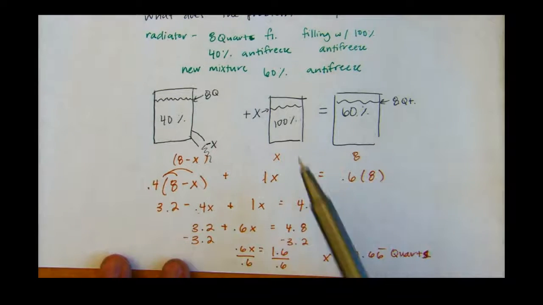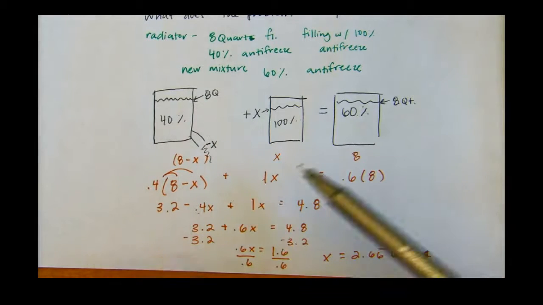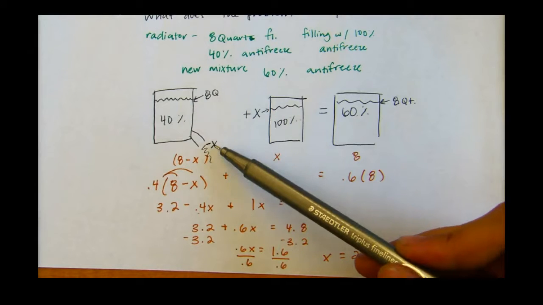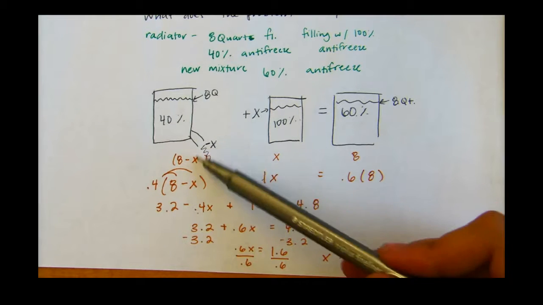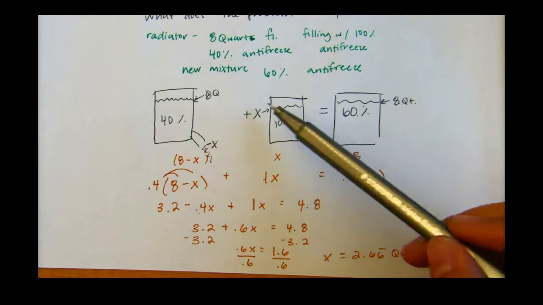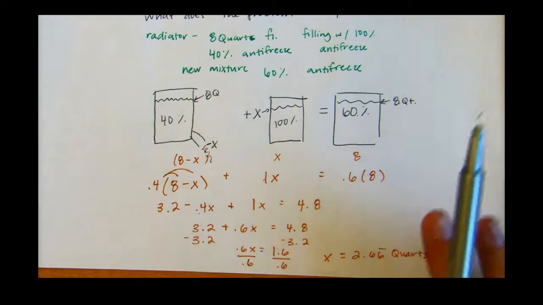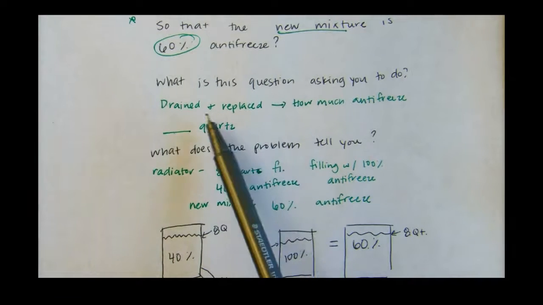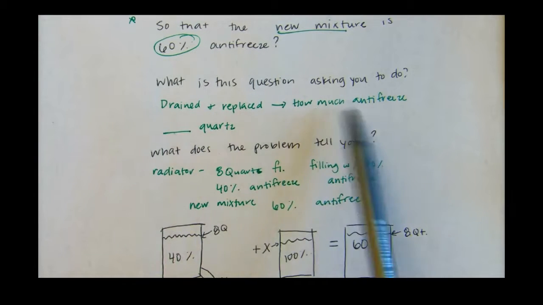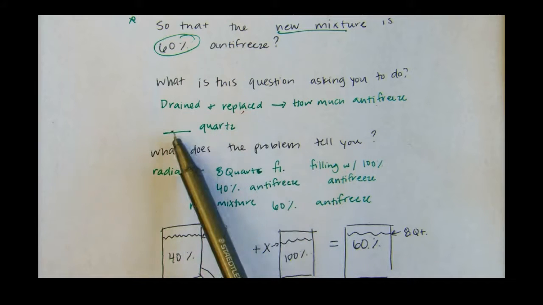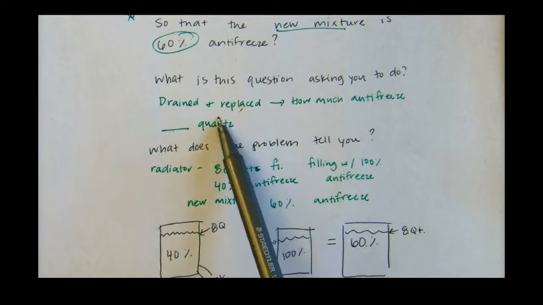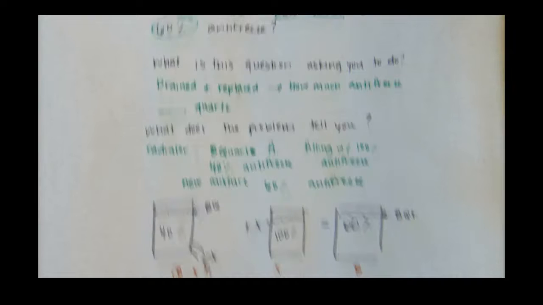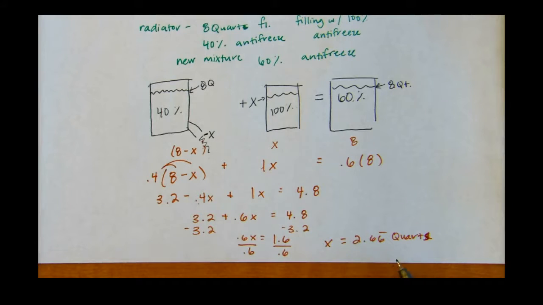So if I look back up at the equation that I set up, x in this problem represented the amount of quarts that I'm draining from here and then replacing over here. So I want to go back up to what this question is asking me to do. I'm finding out how much antifreeze I'm draining and replacing, and my answer should look like some number and then quarts. So if I ask the question, have I answered this whole problem? The answer to that is yes. I've got my number and then quarts.